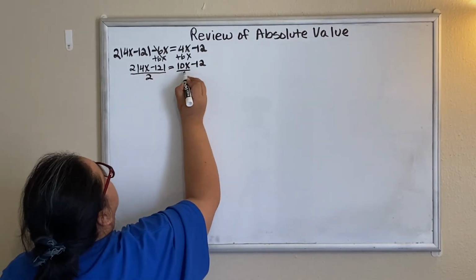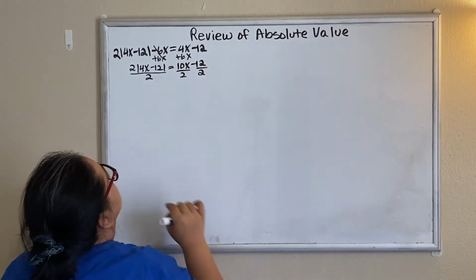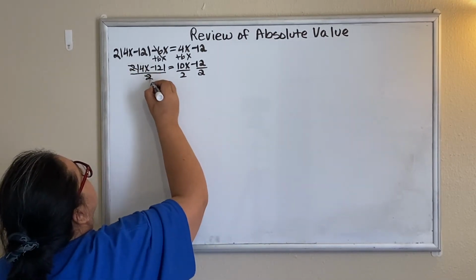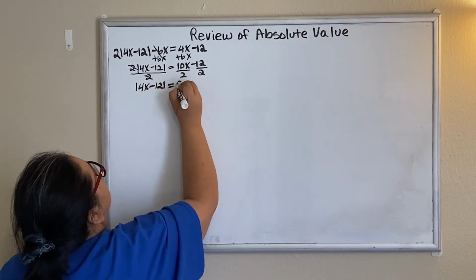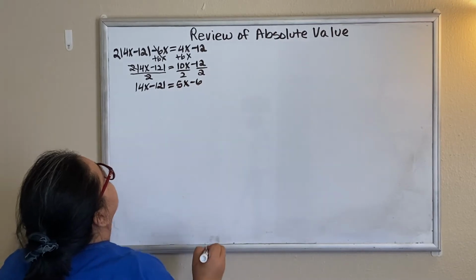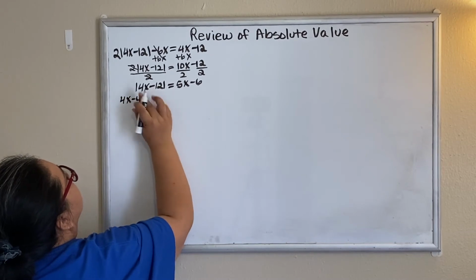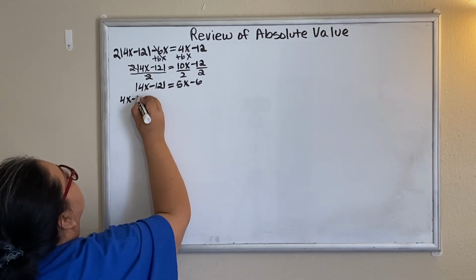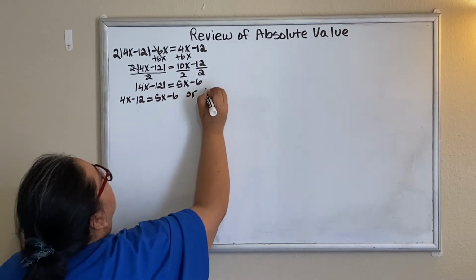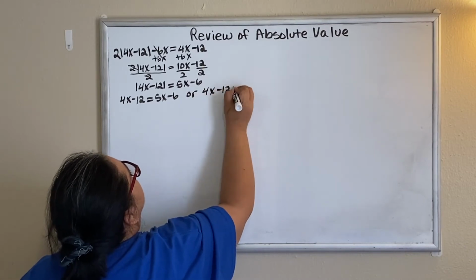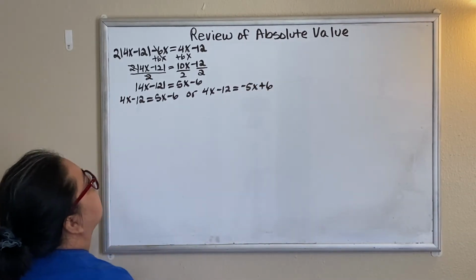Now when I divide by 2, I divide that 2 by both of these numbers here. We divided by every piece of the other side. So this is going to reduce, and we get the absolute value of 4x minus 12 equals 5x minus 6. And now we need to write 2 equations. We're going to say 4x minus 12, sorry, I wrote a 4, I meant 12. 4x minus 12 equals 5x minus 6, or 4x minus 12 equals a negative 5x plus 6. We change both of the signs.